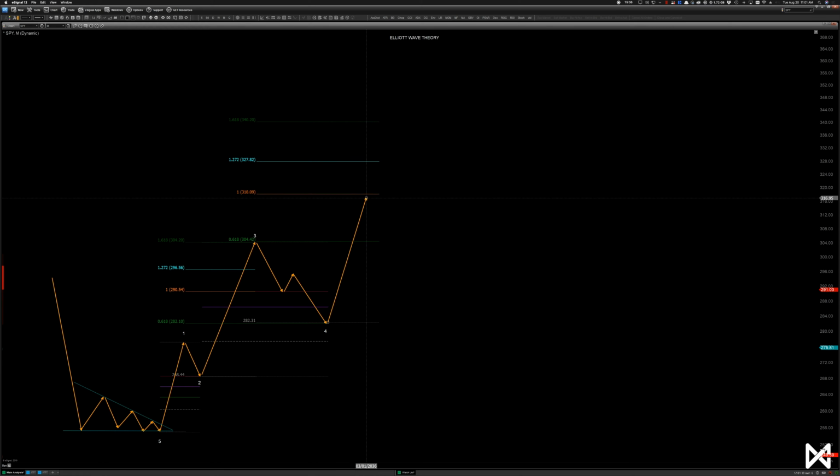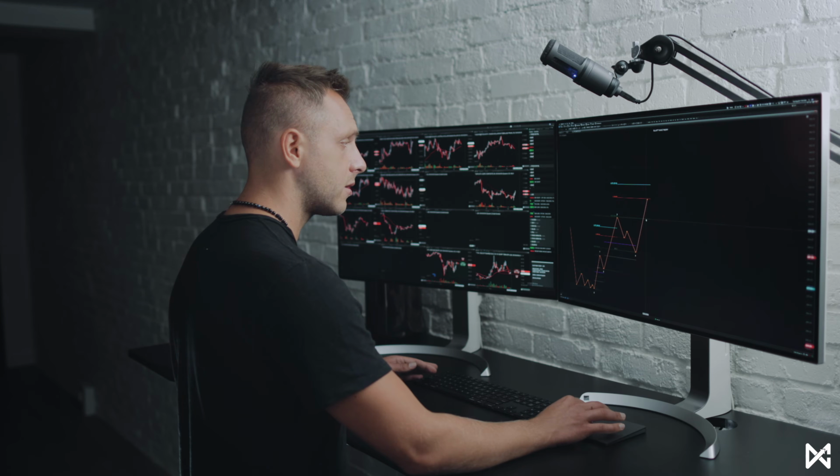So a lot of times wave 5, the maximum I would push wave 5 would be 1.0, and based on the Elliott Wave Theory, that's also one of the best targets. So best targets for wave 5, 0.618, 1.0.